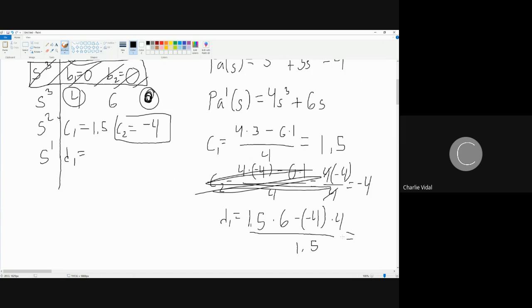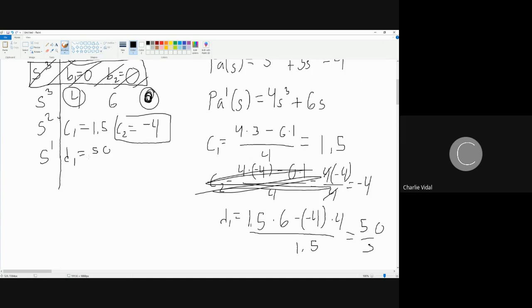It's going to be 1.5 times 6. That's basically going to be plus 16. And it's going to be divided by 1.5. Okay, that's going to be 16 and 6 repeating. So this is going to be 50 over 3.